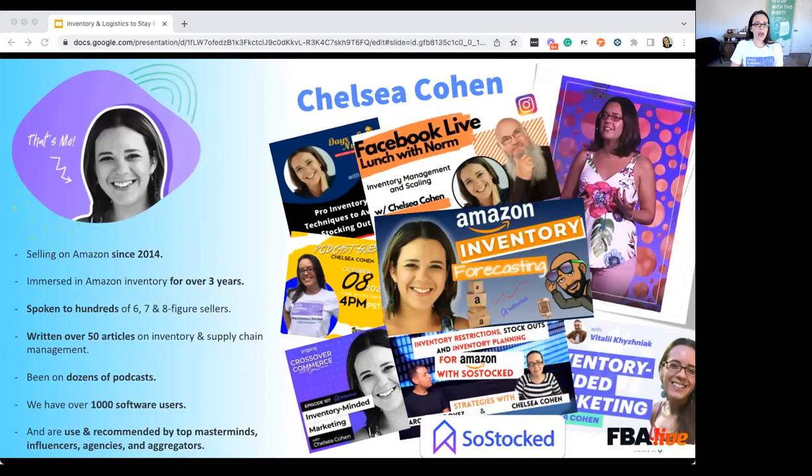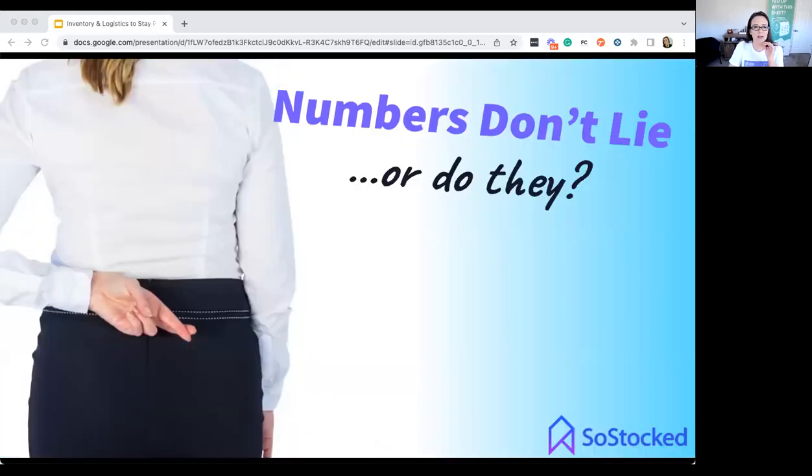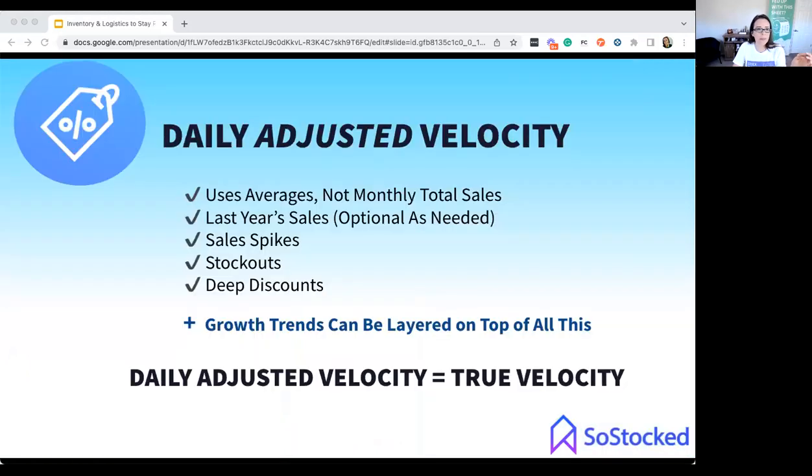So let's go ahead and talk about the numbers. We all have this data. We all have the same data. We can get it from Amazon or Shopify or wherever we're getting data from, but are we looking at the data properly? Numbers can lie if we're not analyzing them the right way, and they can lead us to make mistakes, over ordering, under ordering. So we want to jump into how to actually look at your data.